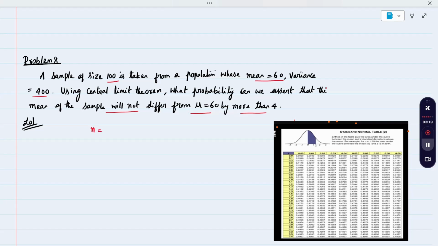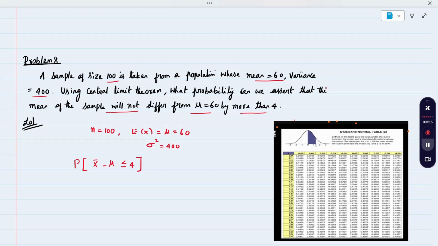N is given in the question to be 100. The mean, E of x, which is mu, is given to be 60. The variance, sigma squared, is given to be 400. Now the end of the question is a slight difference. What is asked is the probability that the modulus of x bar minus mu is less than or equal to 4. It will not differ by more than 4 means it is less than or equal to 4.